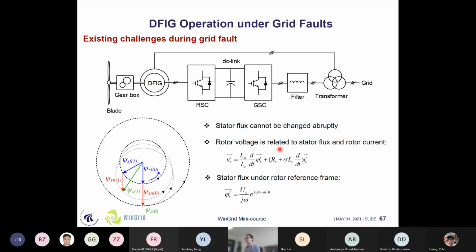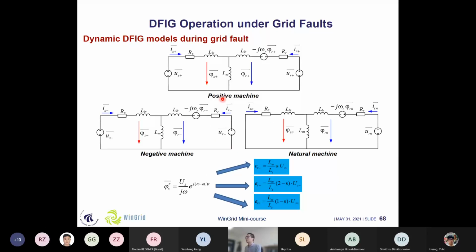Here we can see that the rotor voltage can be expressed in terms of the derivative of this stator flux. If we transform this stator flux back to the rotor reference frame, then it can be expressed in this way. If we take a look at the models in case of the grid fault, we know that the stator flux will consist of the positive components, the natural components, and also the negative components.